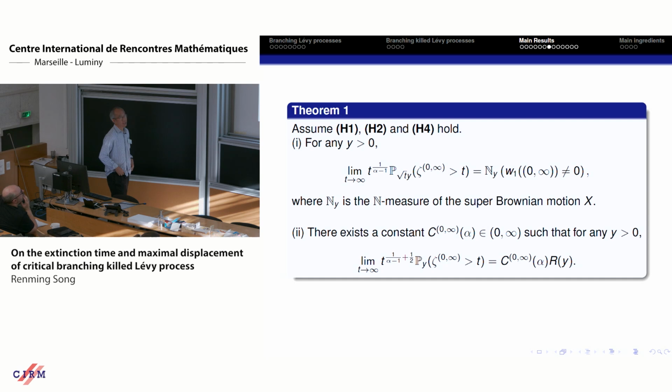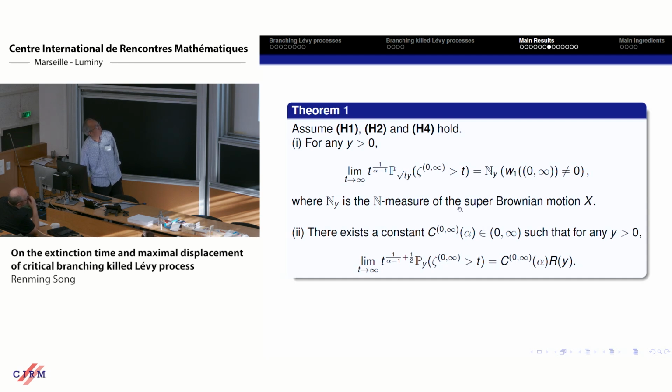Okay, so this is our first result. Here we're going to assume H1, H2, H4. Remember, H4 is a little stronger than H3. So for any y positive, if you look at the tail of this extinction measure, if you start at square root of t times y, and then let t go to infinity, then in this case the tail is basically t to the minus 1 over alpha minus 1. The decay rate is 1 over that, and there's also a probabilistic interpretation of the limit, in terms of the excursion measure of that superprocess.